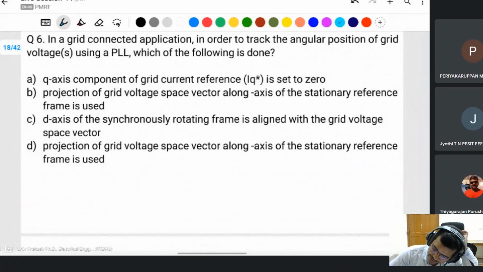In a grid connected application, in order to track the angular position of a grid voltage using a PLL, which of the following is done? Q axis component of grid current reference IQ is set to 0. Projection of grid voltage space vector along Q axis of a stationary reference frame is used. D axis of the synchronous rotating frame is aligned with the grid voltage space vector. Projection of a grid voltage space vector along axis of the stationary reference frame is used.